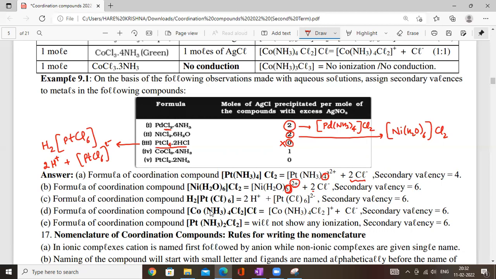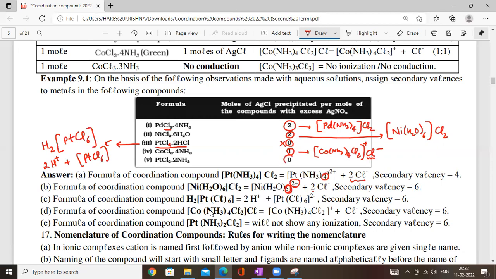Here again the coordination number is 6. The next is CoCl3 with 4 ammonia. Now it has only one chloride outside the coordination sphere. So I will write [Co(NH3)4Cl2]Cl, two chlorides inside and one chloride outside, because it becomes minus and plus. So the coordination number 4 plus 2 is 6, and one counter ion outside is giving the test.